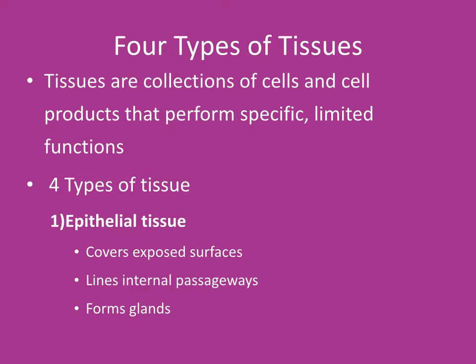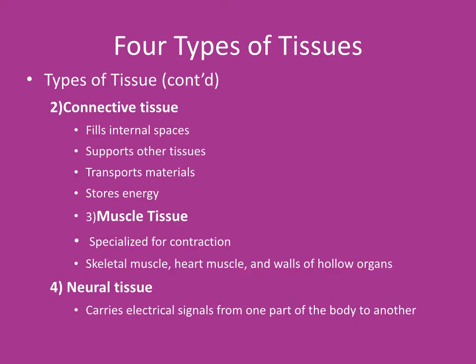All right, so here we go back to this. Four main types of tissues. The first one is epithelial. It covers exposed things, it lines anything internal as well, and it also forms the glands. So that's the three places you find it, which is a lot.